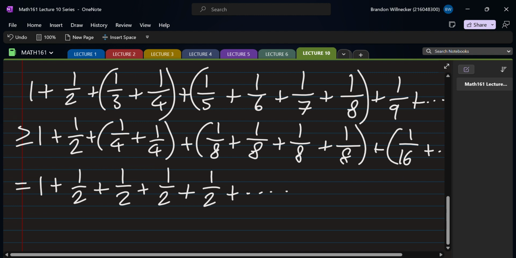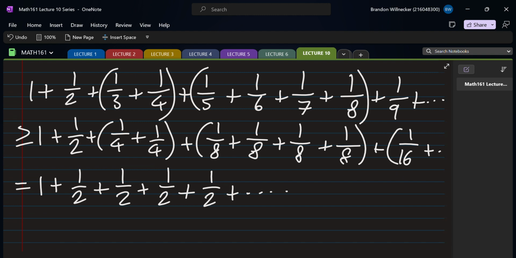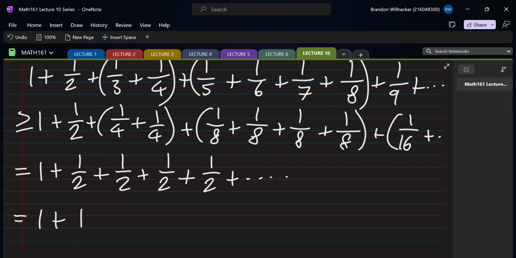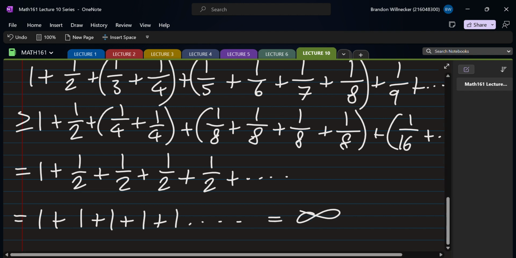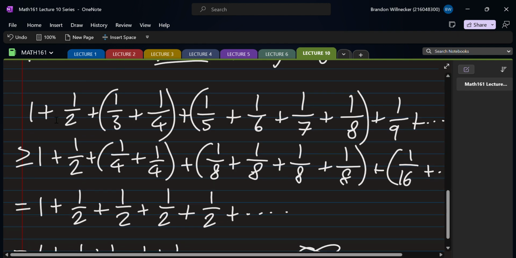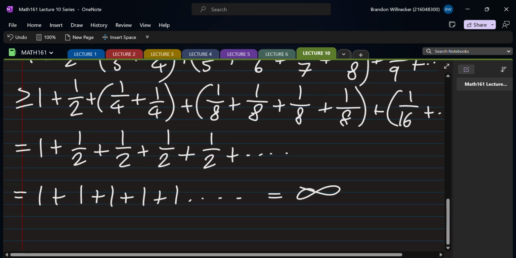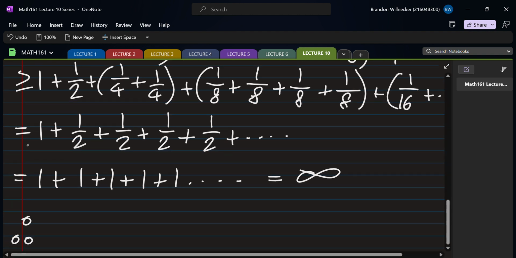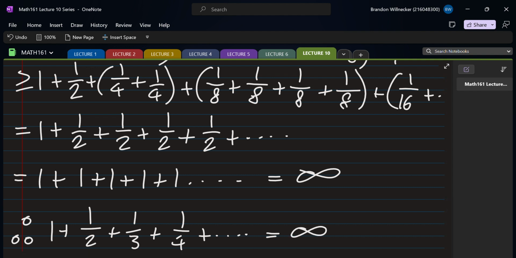So now we have 1 plus a half plus a half plus a half plus a half and so on. We can simplify this even further. The half plus a half, that's a 1. The next half plus a half, that's another 1. Plus 1 plus 1 all the way. And that's infinity. So what we showed here is that our original series is bigger than infinity. But the only way for it to be bigger than infinity is if it diverged itself. So therefore, 1 plus a half plus a third plus a fourth plus dot dot dot, this is actually infinity.